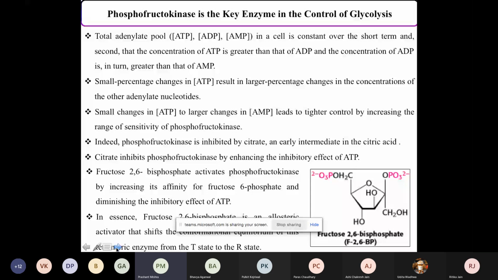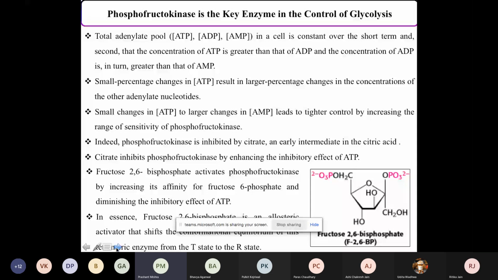So what happens in the short run? The ratio is maintained, more or less in the range of maximum. It could be 1, but mostly it is maintained at 0.9. So in a cell, this pool is constant over the short term. And second, the concentration of ATP is greater than ADP, and the concentration of ADP is greater than AMP. So the cell tries to maintain the concentration of ATP at a higher level. A small change in the percentage of ATP results in a large percentage change in the concentration of the other adenyl nucleotides, that means ADP and AMP.